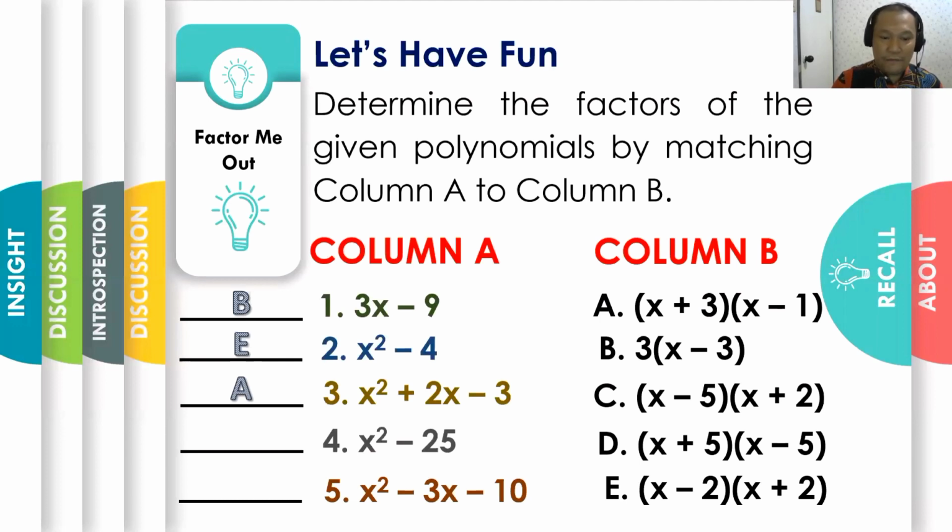Okay, now for number 4, we have letter D, x plus 5 and x minus 5. And for number 5, we do have letter C, x minus 5 and x plus 2. Okay, now we are able to determine the factors of the given polynomials.